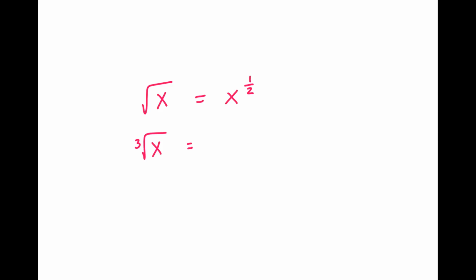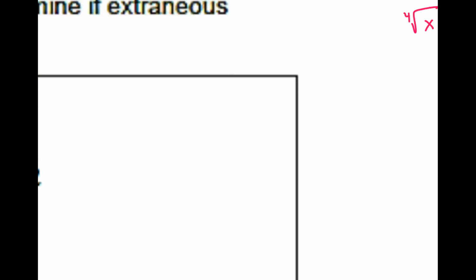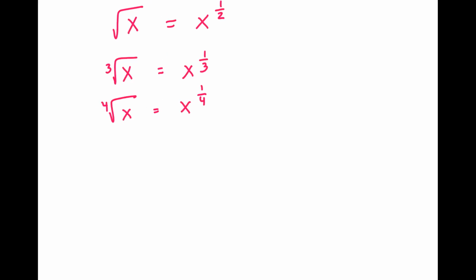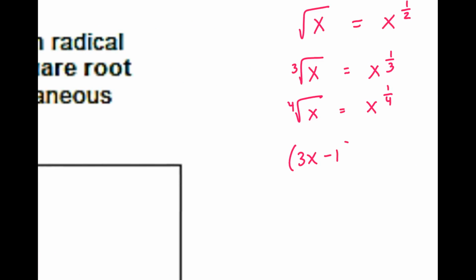Cube root is always x raised to the power of, what do you think? 1/3. But what do you think this is going to be? 1/4. Do you see? So the 5th root would be x to the power of 1/5. Okay, very good. So over here, this is written as 3x minus 1 raised to the power of a fifth. So over here, I'm going to write 3x minus 1 to the power of 1/5 equals 2.